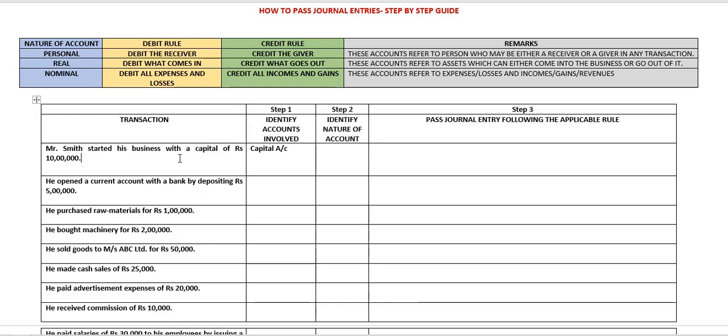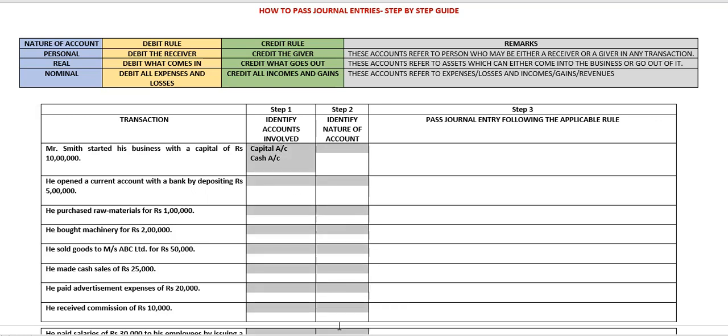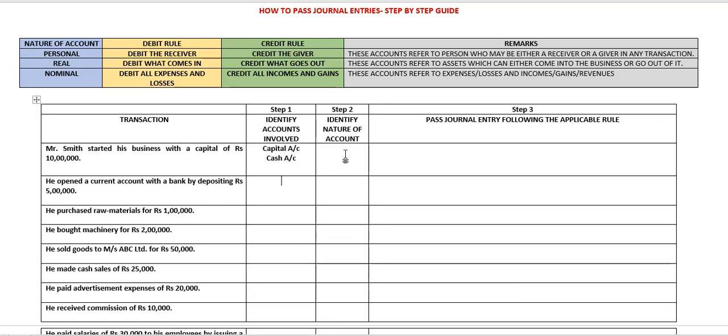Okay, the second account, so here we can see it's capital. The second account that is involved in the transaction is cash, because he started the business with 10 lakh rupees. So the second account involved is cash. Now we have completed the first step. We have identified the accounts involved. Now the second step would be to find the nature of those accounts.